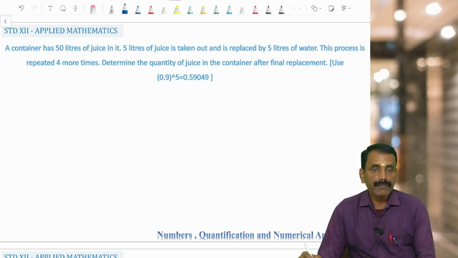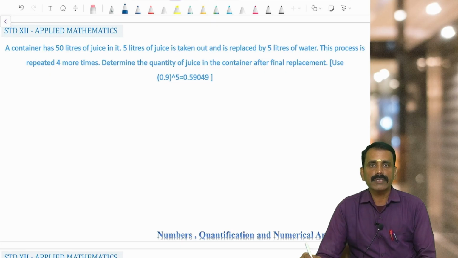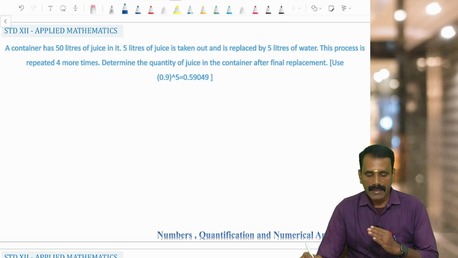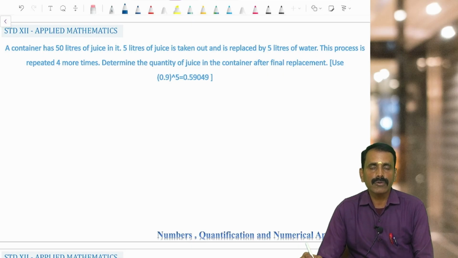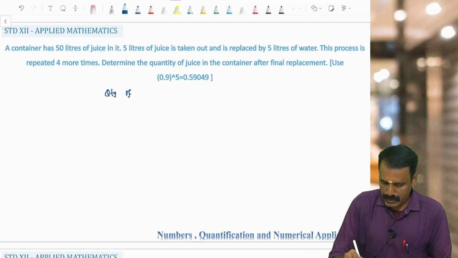A container has 50 liters of juice. 5 liters of juice is taken out and is replaced with 5 liters of water. Now juice is replaced with water. This process is repeated 4 more times. So we are going to perform this process of replacing the juice with water 5 times totally. So first time we are replacing the juice with water, and again it is repeated 4 more times. So n is going to be 5. So we start the problem. So quantity of juice present in the container.